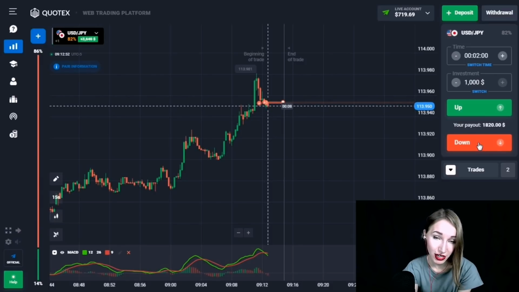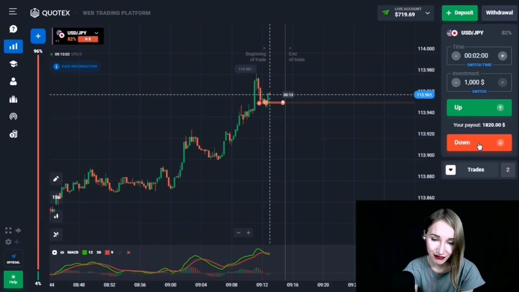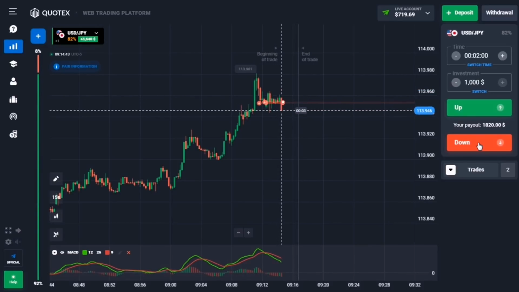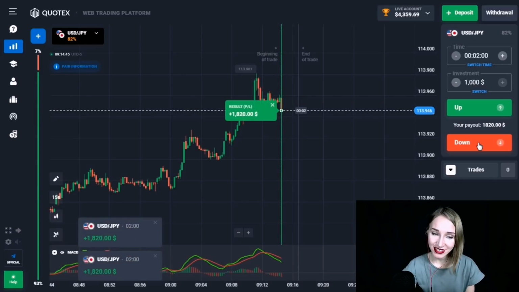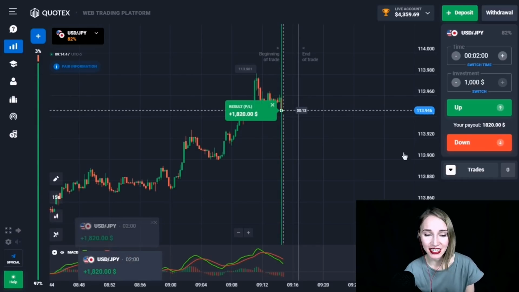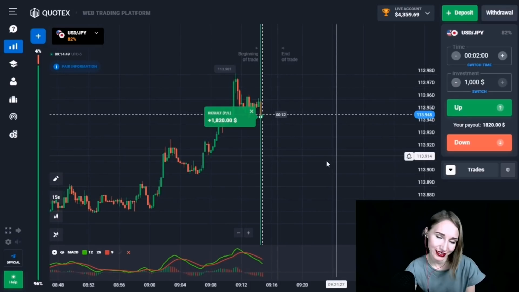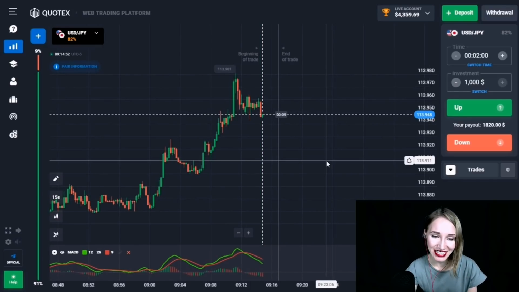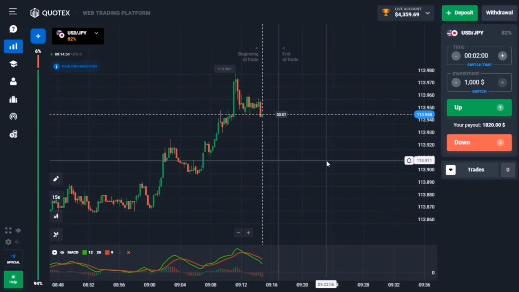So guys, let's open a trade with down and see what can happen. Well guys, it's not bad. After a small flat, the downward movement continued and we have got our profit. 2 minutes were enough here, so let's continue and consider the next situation.